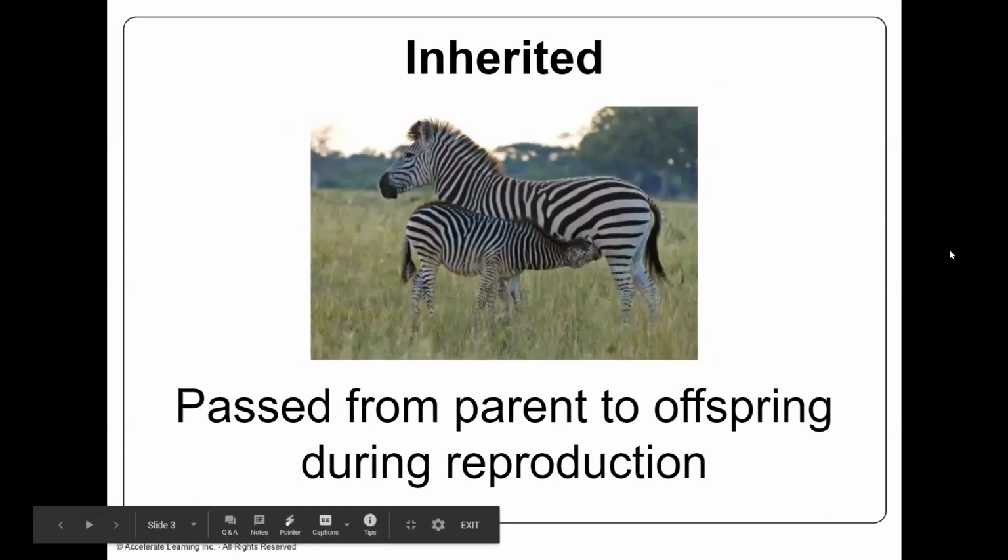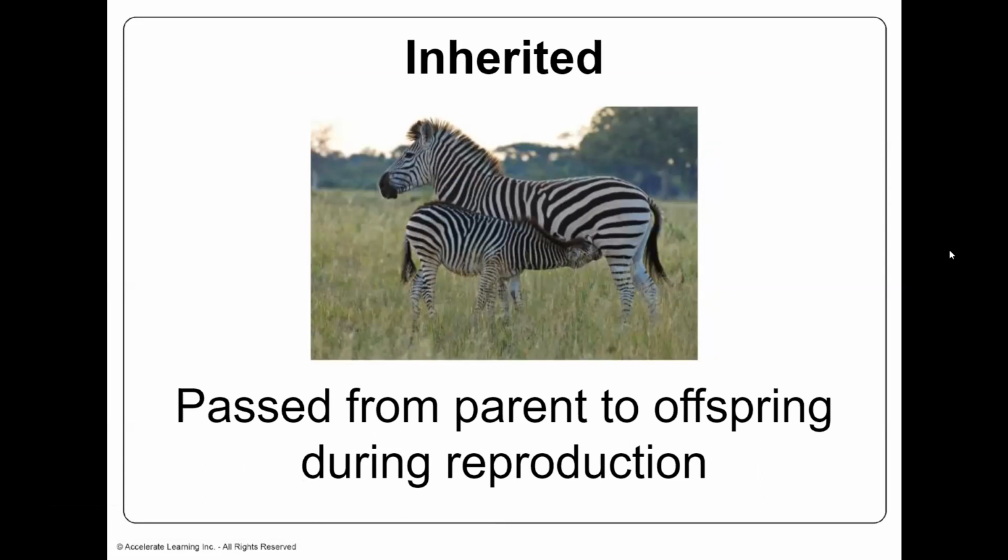Our next word is the word inherited, and to inherit something means to pass from parent to offspring during reproduction. So for example, this little baby zebra inherited the same stripes as its mama, okay? Some of y'all have inherited some outside traits from your parents or family members. I think I've told y'all this before. For example, I inherited basically my dad and my grandma's whole face. I look just like them.